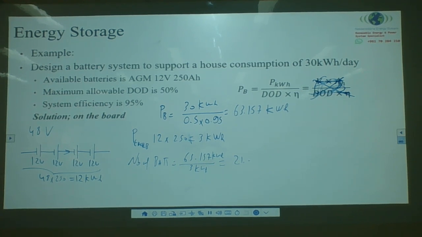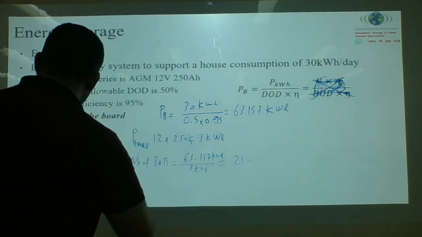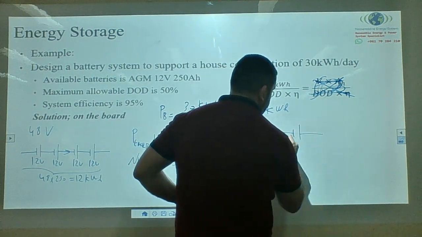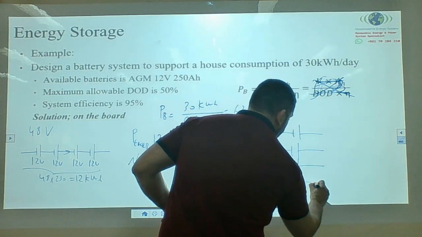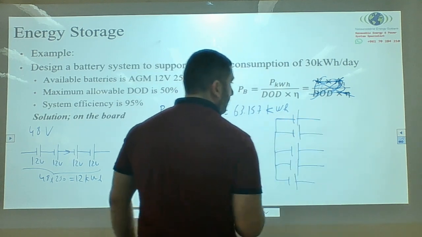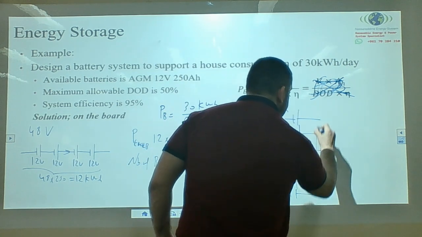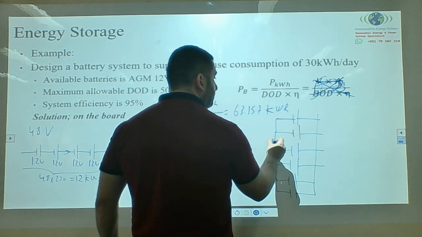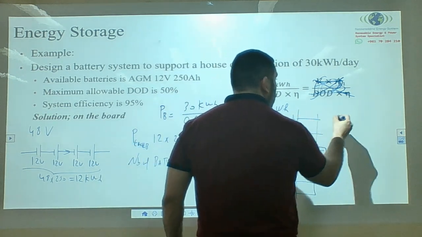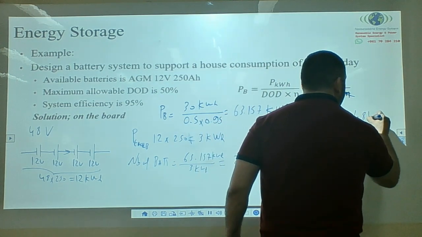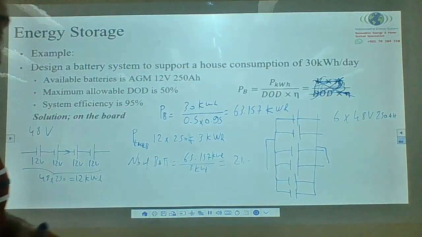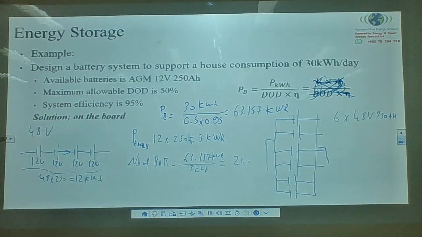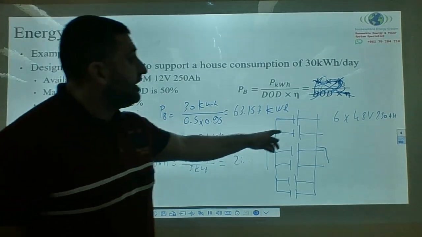How many do I need of this? Divide by 12. I need 6 rows. I need 6 of these. So I need now 6: 1, 2, 3, 4, 5, and 6. This is my battery, each one of them. I have 6 times 48 volt. Each one of them is 250 amp hours. So as you can see now, if I have a 48 volt system, I have 6 times 4.